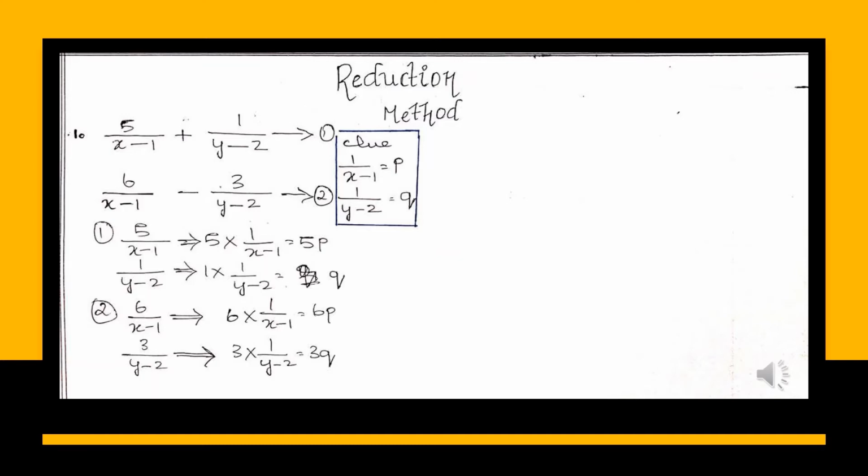Assume 1 divided by x minus 1 as p and 1 divided by y minus 2 as q. When we substitute these assumed values, then our new equations will be formed. That is 5p plus q is equal to 2 and 6p minus 3q is equal to 1.